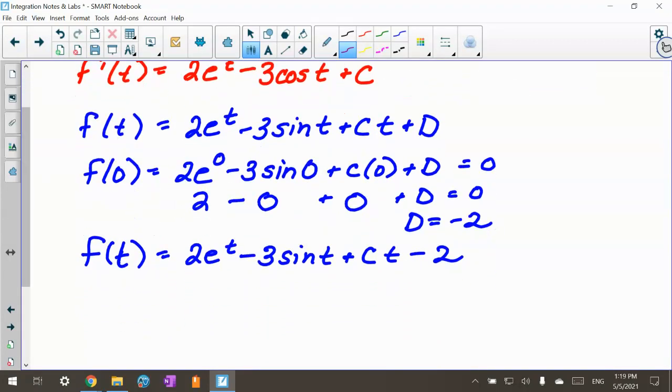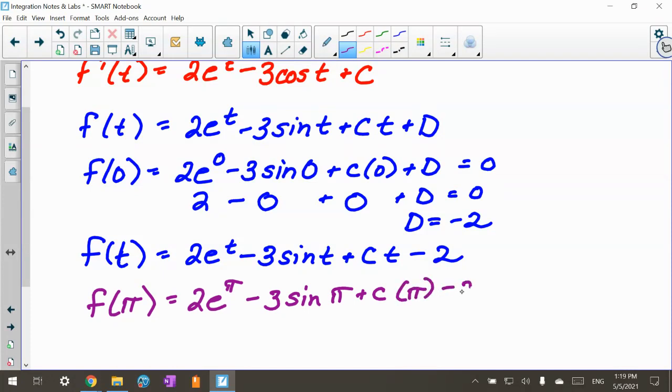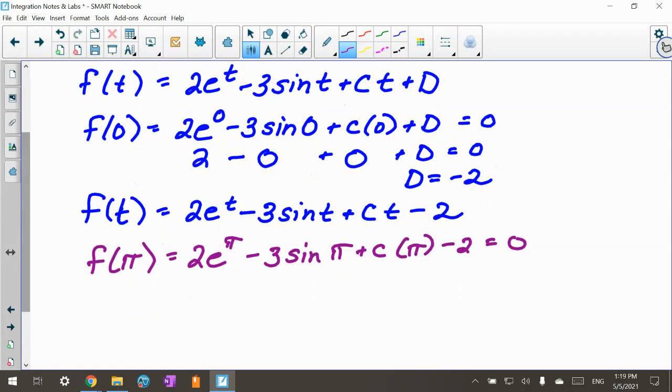So now let's try f of pi. So I have f of pi is equal to 2e to the pi, okay, minus 3 sine of pi plus c times pi minus 2, and it equals 0. Okay, so I look at this and I go, well, the sine of pi is 0. So this whole term in here is 0. I have 2e to the pi here. Okay, and then I have plus c times pi, and minus 2 equals 0.